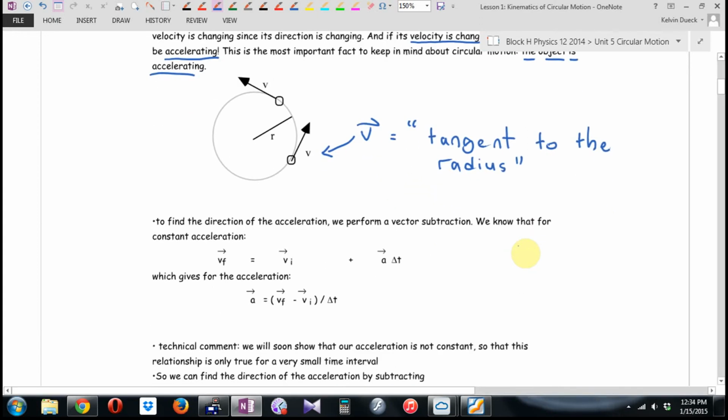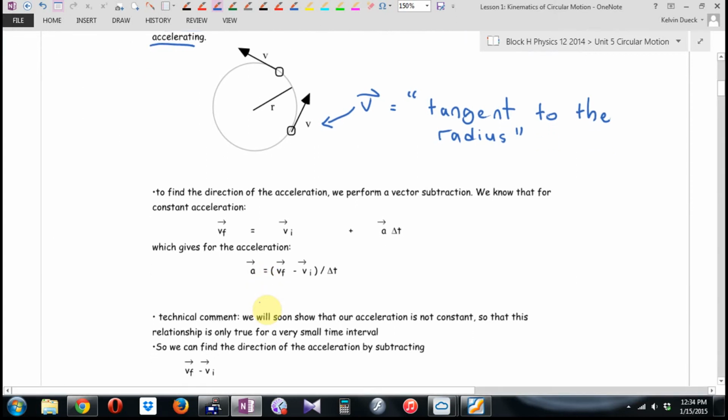To find the direction of the acceleration, we're going to perform a vector subtraction. So for constant acceleration, Vf equals Vi plus at. So if you solve for a, it's Vf minus Vi over t. And I'm going to do that with vector math now. But I have to be a little technical. We're soon going to show that the acceleration isn't quite constant, so this relationship is only true for a very small time interval.